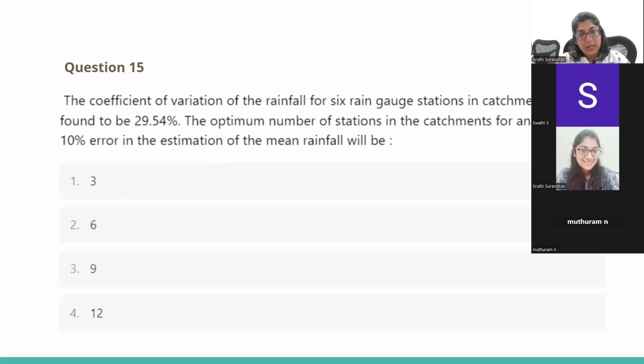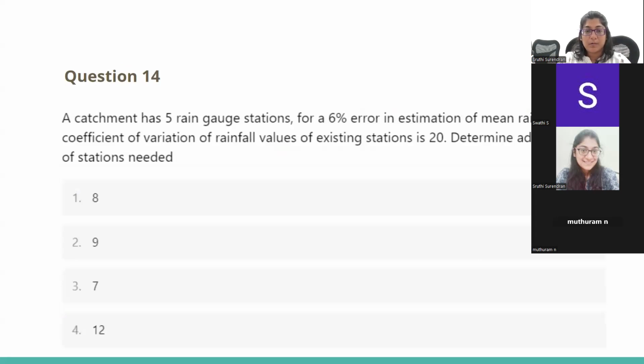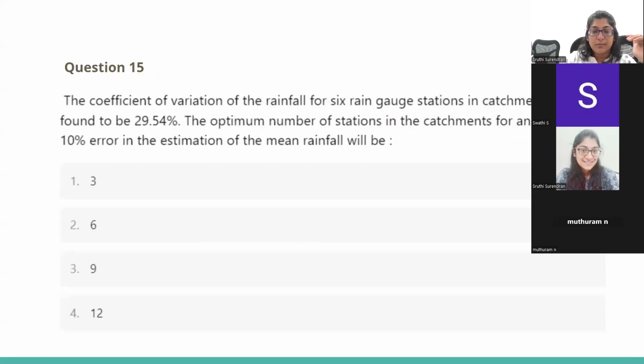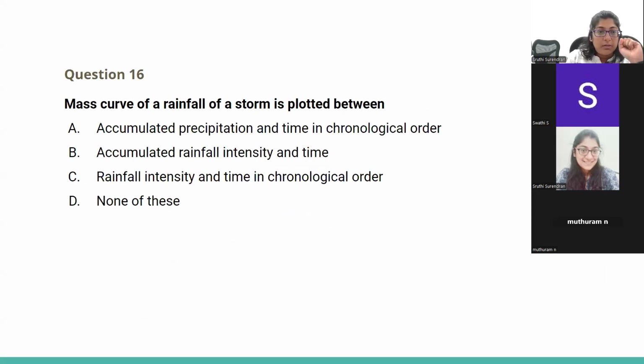It's the optimum number of stations that they have asked, whereas if they were asking you the additional number of stations required, in that case, you have to subtract whatever is the existing number of rain gauge stations from the optimum. Here they have not asked us to find how many additional stations are required. So based on that, it is just a matter of a simple step, and the option that you select will be wrong. So be careful about what they're asking in the question. So thank you for that.